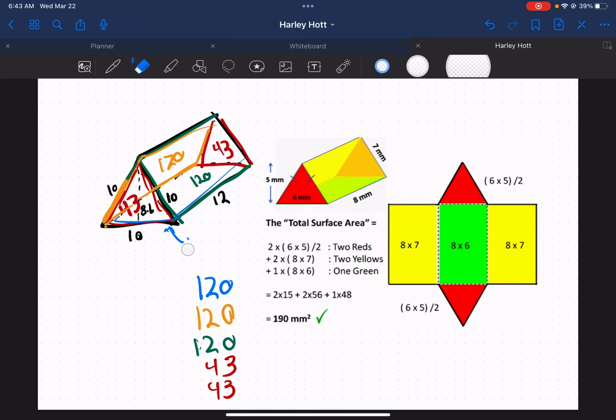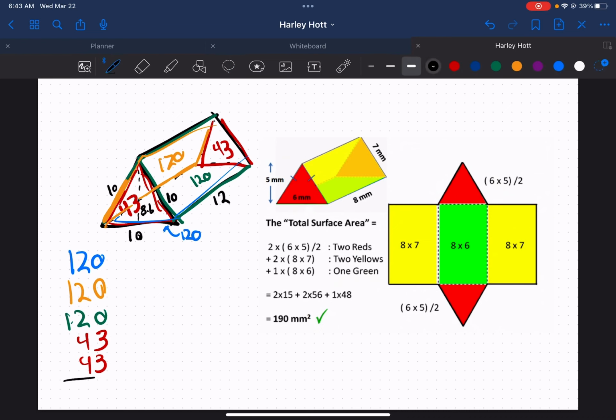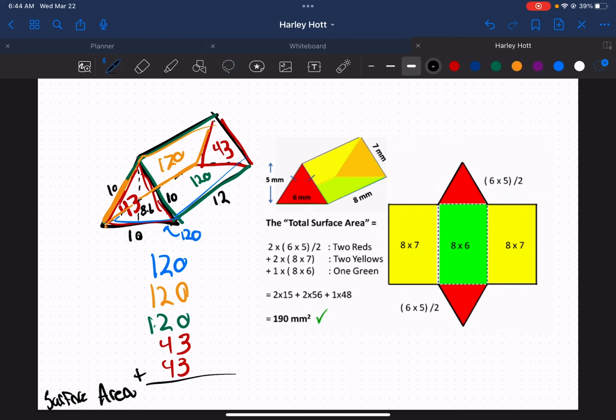Make a little bit of room. We add all these up, and the number we get tells us our surface area. So our surface area is going to be equal, in this case, the sum of all these. Well, 120 plus 120 plus 120 is 360, plus 43 plus 43 is going to be 86. So 360 plus 86 is going to be 446, I believe. 446, right? Maybe again, this is perhaps inches squared. That's all the surface area is.